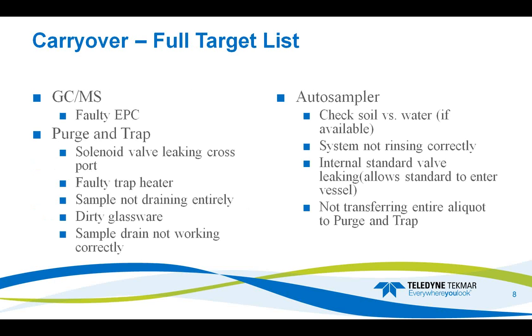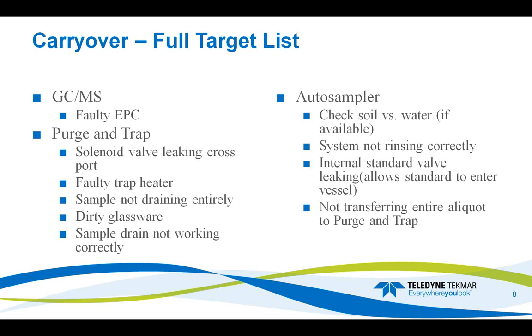Okay, so how does this break out more specifically? When we're talking about a full target list carryover, if we're seeing it in the GC, we could have an issue with our electronic pressure control. So we're not getting a consistent flow of gas through our GC. And so this can cause some of the desorbed gas to be hung up in the inlet or in the column, excuse me, not be pushed all the way through to the detector, and then it gets carried in with the next sample.